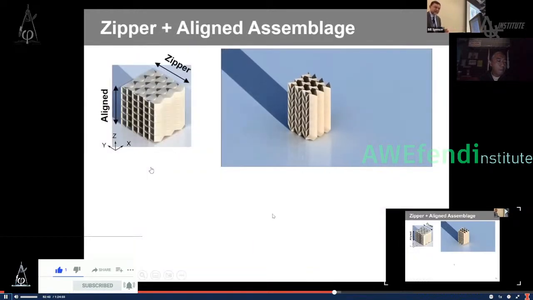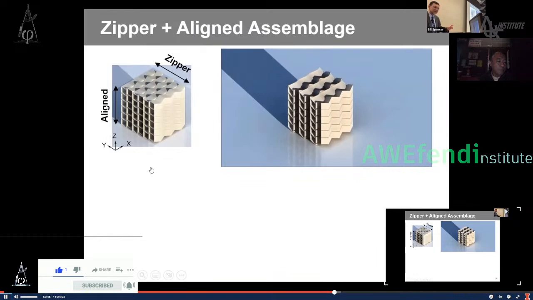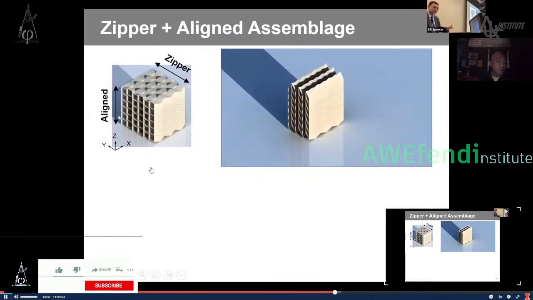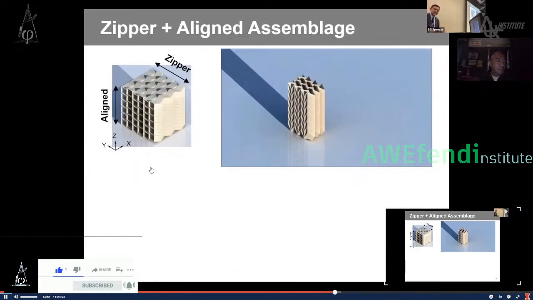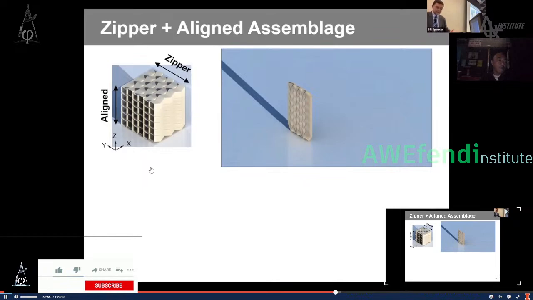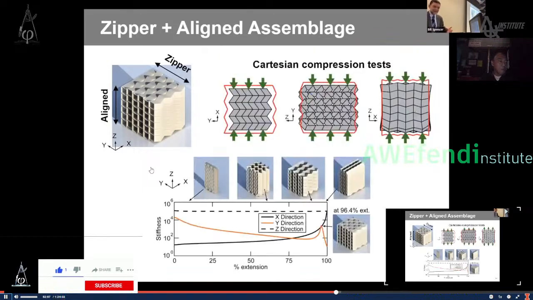And then if I arrange the pattern in this way, align in one direction, zipper in the other, then I get a multi-configurational material system with an infinite number of configurations. And you can see that, for example, in the XY plane, it is auxetic. And here, the stiffness versus extension, we can see that in the X and Y directions are quite soft for a long region. And in the Z direction is very stiff, as you can see here.